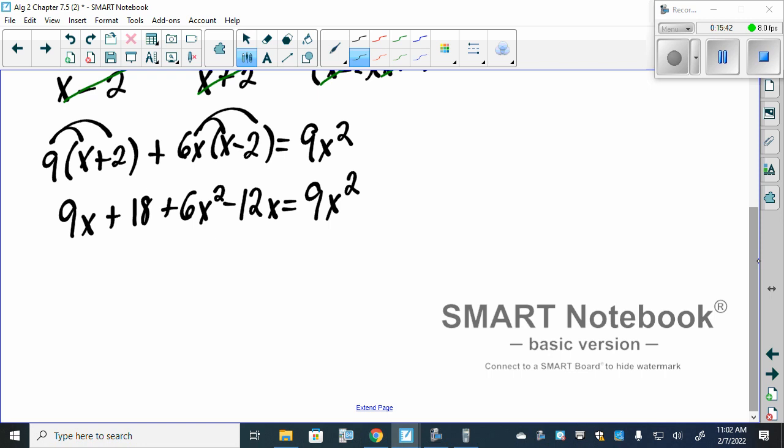Now, we can simplify some like terms. There are a few spots where we do have like terms. On the left-hand side, well, the 6x squared doesn't have any like terms. But the 9x and negative 12x are like terms, which gives us a negative 3x plus 18 is equal to 9x squared.